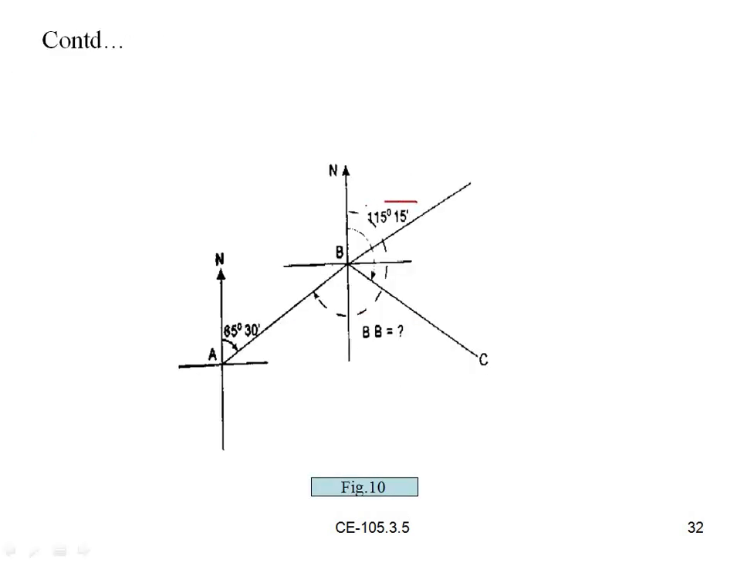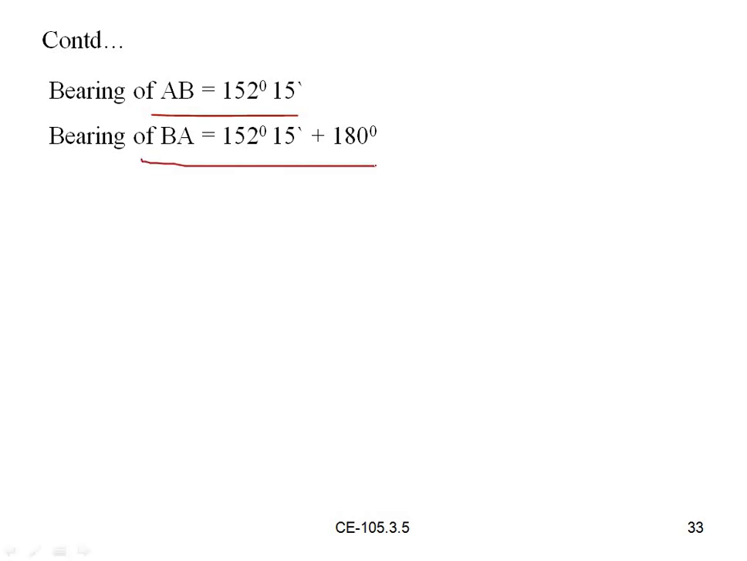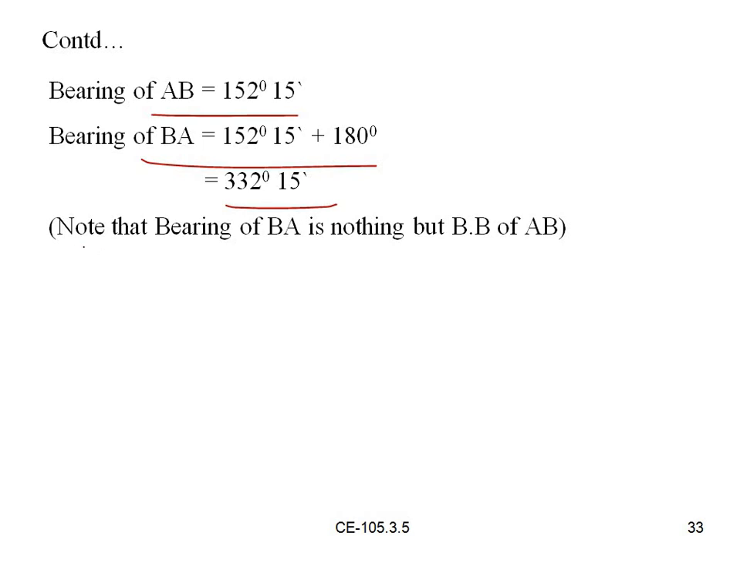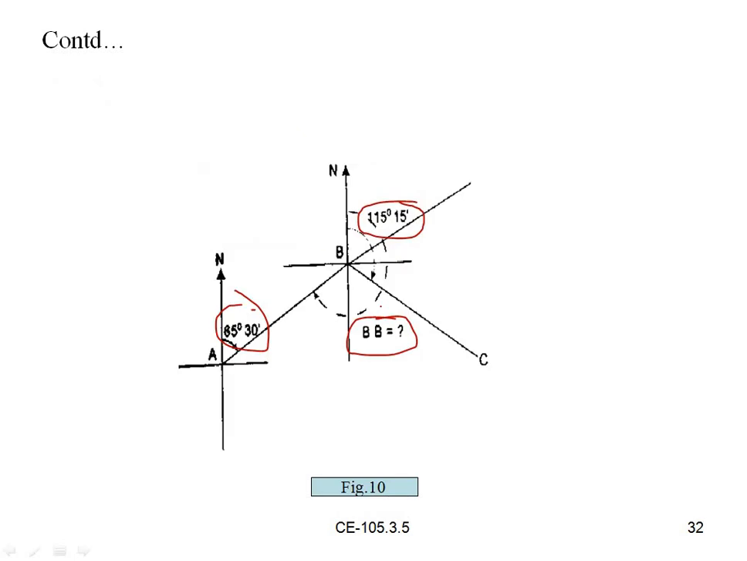So here 152 degrees 15 minutes was given and 70 degrees 30 minutes was given. If you take the 152 degrees 15 minutes, we will get the back bearing. So that is 152 degrees 15 minutes plus 180 degrees, we will get 332 degrees 15 minutes. Note that bearing of BA is nothing but the back bearing of AB.